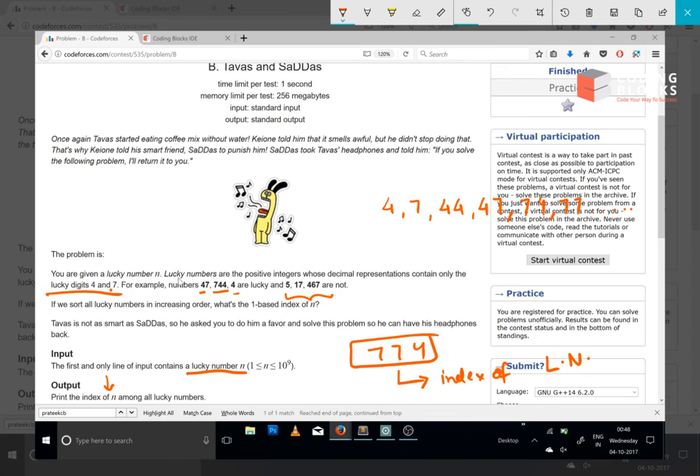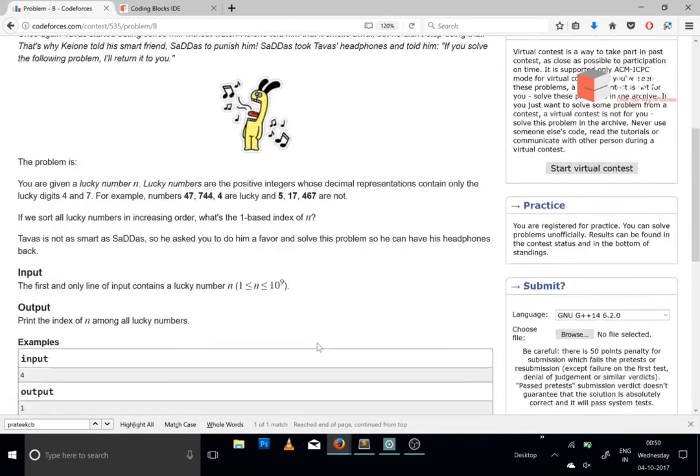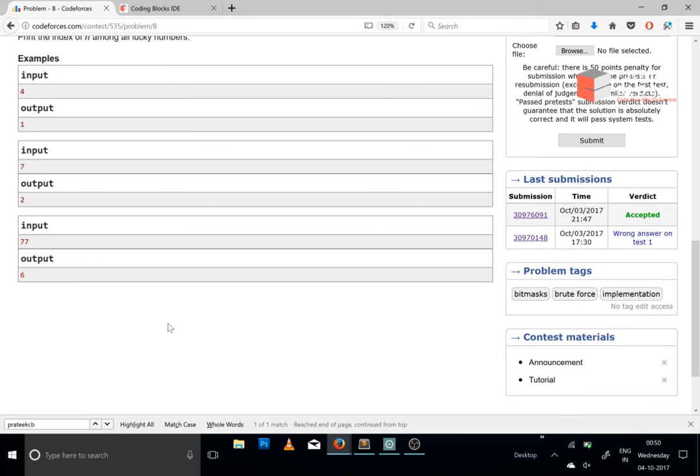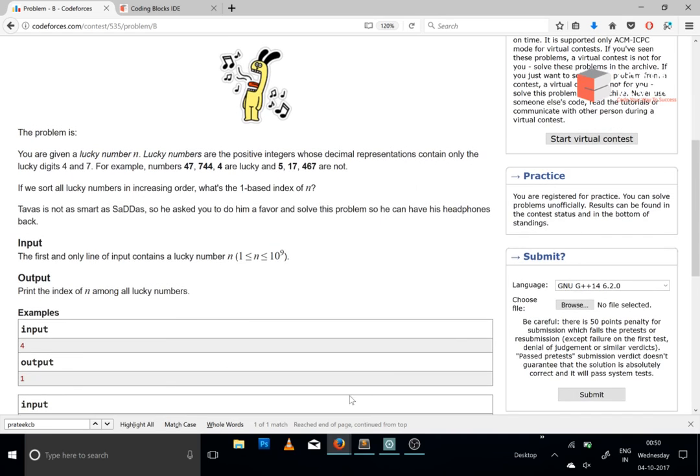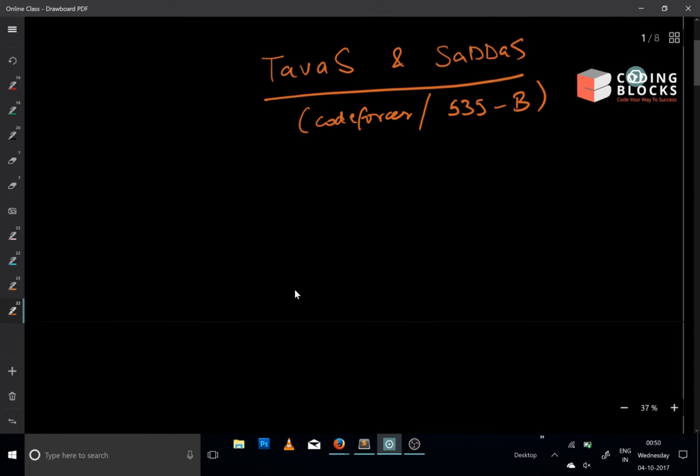So for example, in this case the index of 74 in the series, if I start the series from 1 2 3 4 5, so the output for 74 is 5 because it is the 5th lucky number. Similarly for 77 the output is 6 because it's the 6th lucky number, right? So let us try to figure out how we can solve this question. For example, the input is 77, the output is 6. So let me come to the logic of this problem.